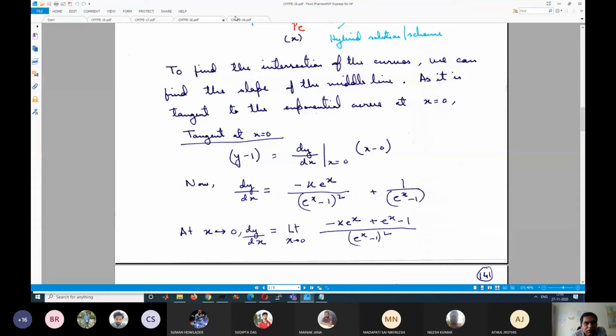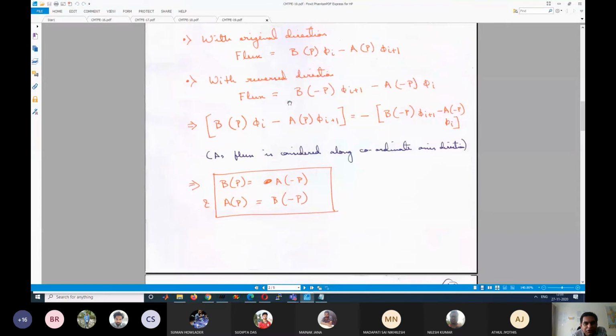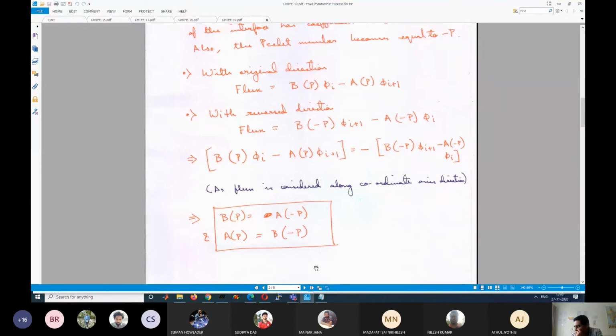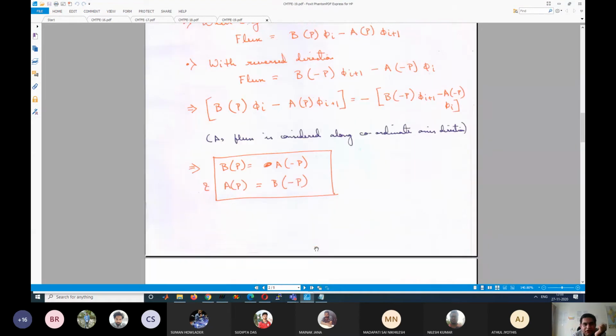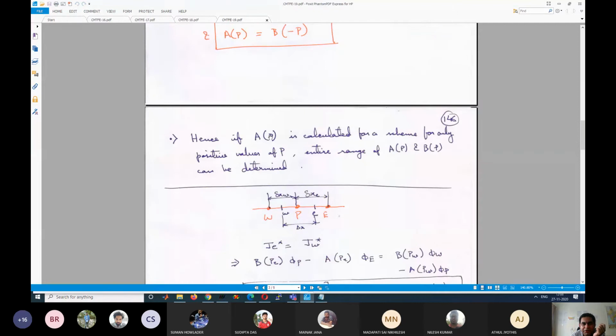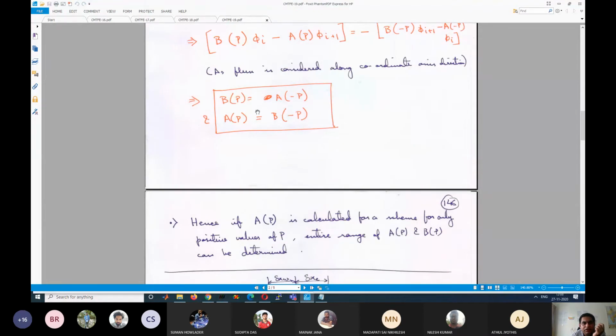So if I come back to this, if you only know the positive values of P, if you know the variation of A for the positive values of P, you will get the value of B for the negative values of P. If you know the value of A for the positive values of P, you will get the equation for B for all the negative values of P.